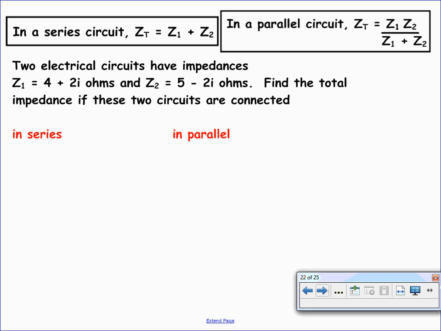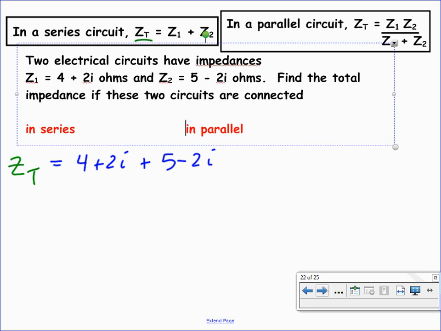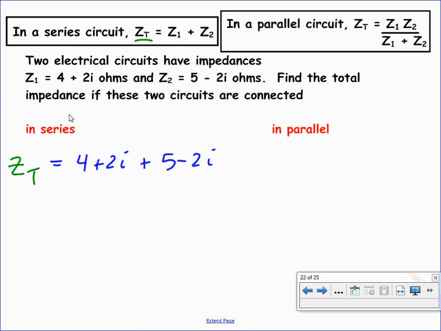All we're going to do is use the formula. In order to get Z sub t, the total impedance of the circuit in series, it appears as though we simply add our Z sub 1 plus our Z sub 2. So in series, we would add 4 plus 2i plus 5 minus 2i. It looks like in series, all we need to do is add these, and so that's pretty easy. We'll add our real components, we get 9, and we'll add our imaginary components. Well, look at that. Looks like we get 9. Did you guys get 9? That's pretty sweet.